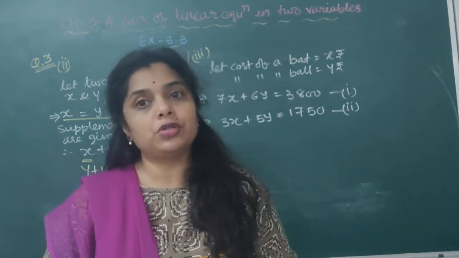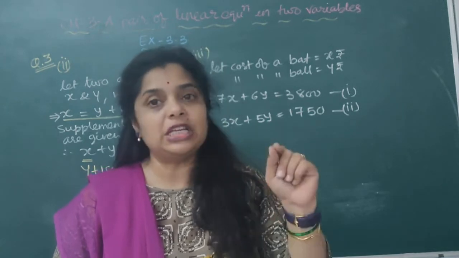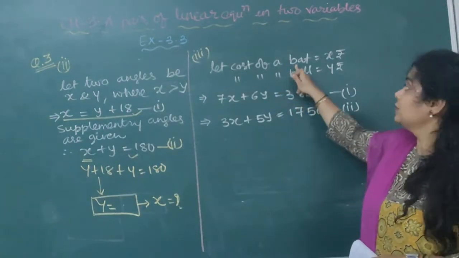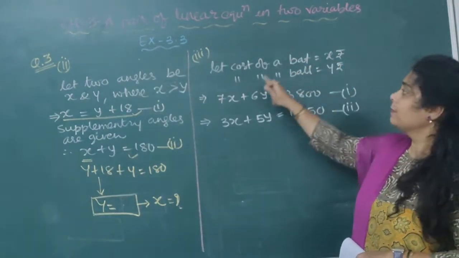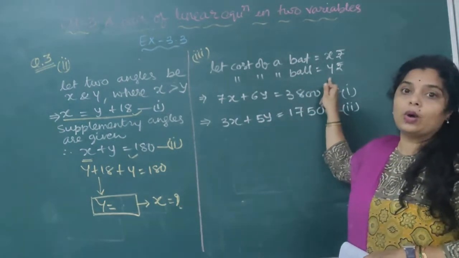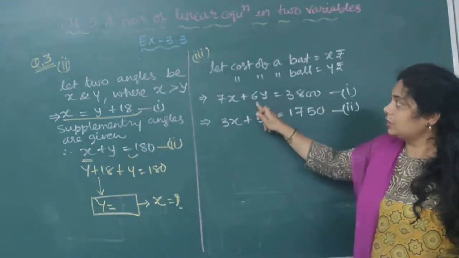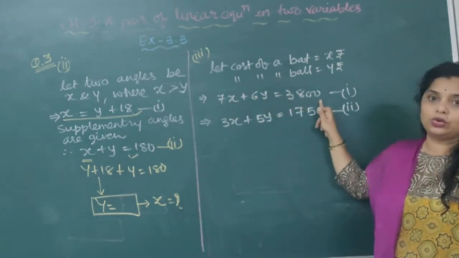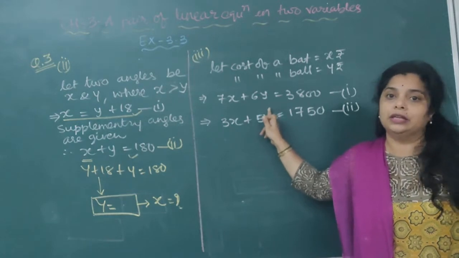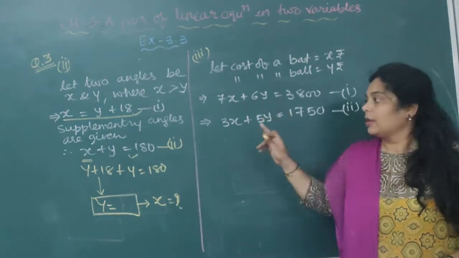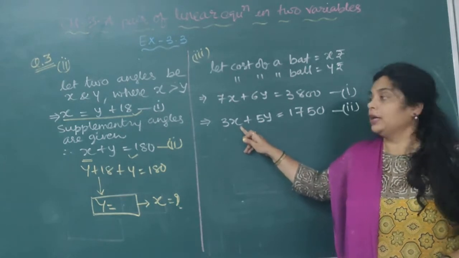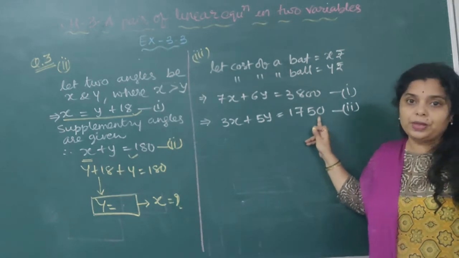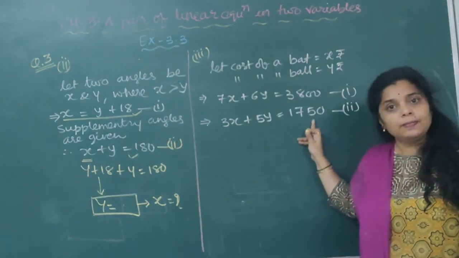So first of all, what do we have to suppose? We have to suppose the cost of each bat and each ball. Let the cost of each bat be x rupees, and the cost of a ball be y rupees. From the first condition, as she buys 7 bats and 6 balls at 3800 rupees, this will be our first linear equation. And next, it is given that she again buys 3 bats and 5 balls at 1750 rupees. So this will be our second linear equation.